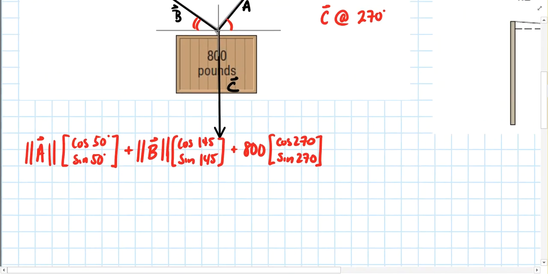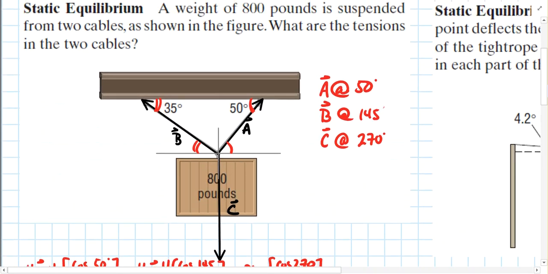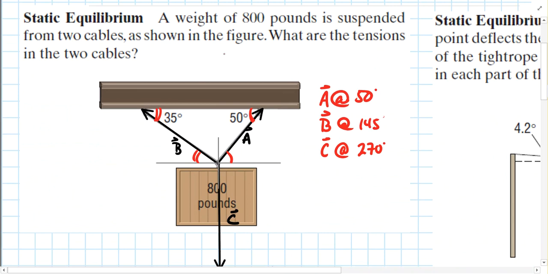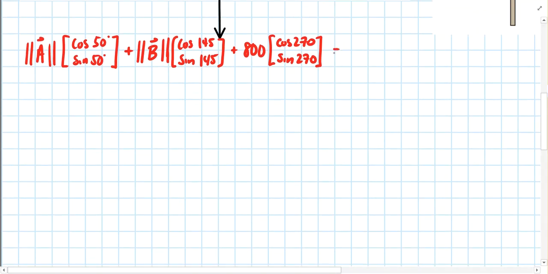Now, since this object is suspended and not moving, it's called equilibrium if the center of the free body diagram is not moving. So the sum of all of these forces would have to be equal to 0, or the vector 0, 0. Because when we're done, we don't want any horizontal movement and we don't want any vertical movement if this object is truly in equilibrium.